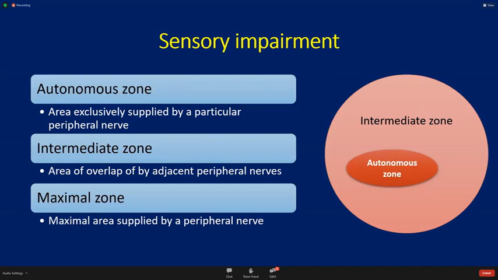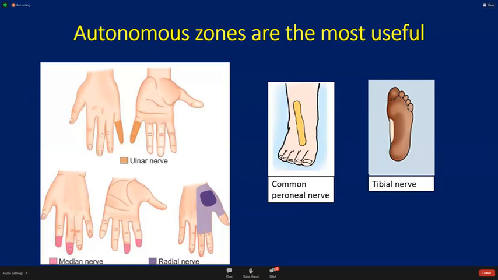You have an autonomous zone, which is a very small area which is exclusively supplied by one particular nerve. It also has a maximal zone, which is the entire area which is supplied by the peripheral nerve, but there is an overlap of innervation by other peripheral nerves as well, and that overlapping area is known as the intermediate zone. In order to make a diagnosis of a mononeuropathy, the most useful one is the autonomous zone.